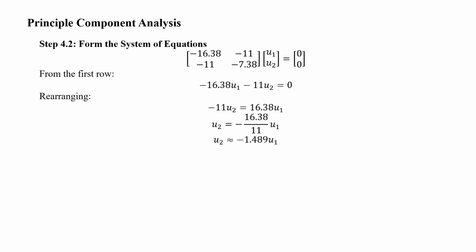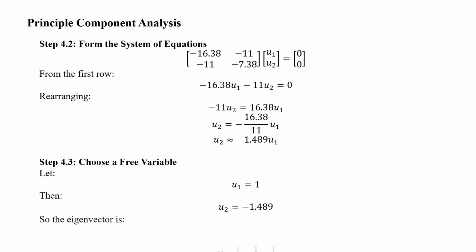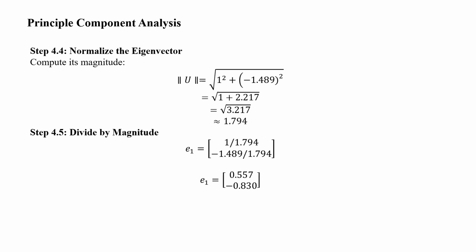Step 4.3. Choose a free variable. Let u1 equal 1. Then u2 equals negative 1.489. So the eigenvector becomes u equals (1, -1.489). This is the eigenvector corresponding to lambda 1. Step 4.4. Normalize the eigenvector. To normalize the eigenvector, we first compute its magnitude.